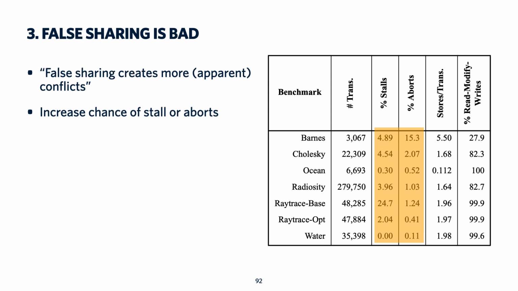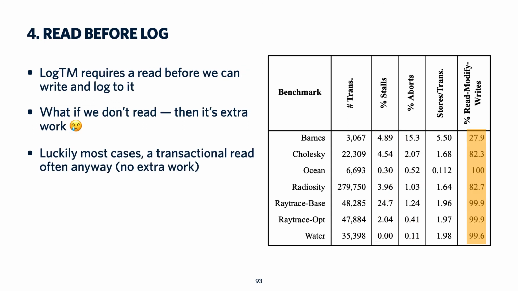False sharing occurs when you think the two cores are sharing the same data, but not really. They're just sharing the same block. So this is bad because it's not real sharing, but it still invokes conflicts and increases the chance of stalls and aborts. Number 4, read before log.